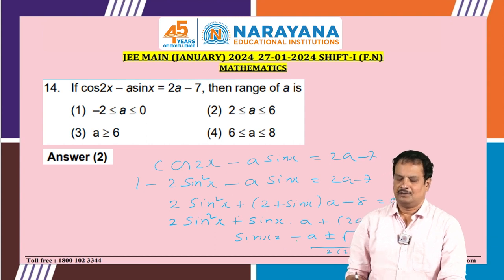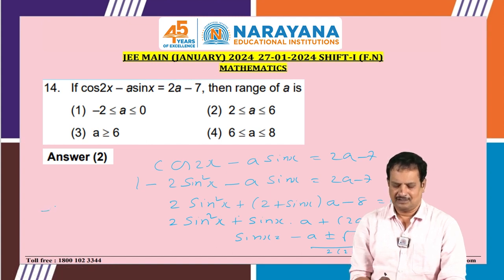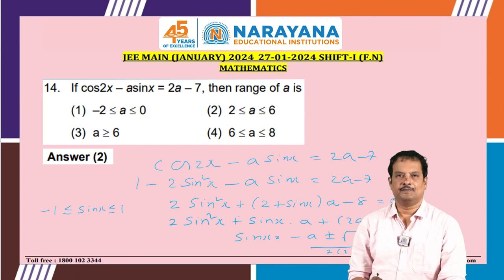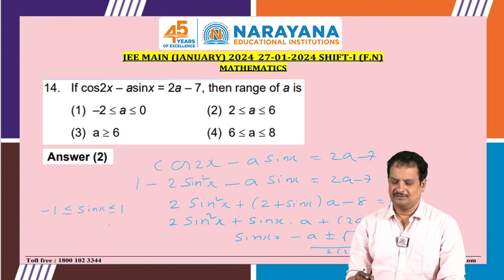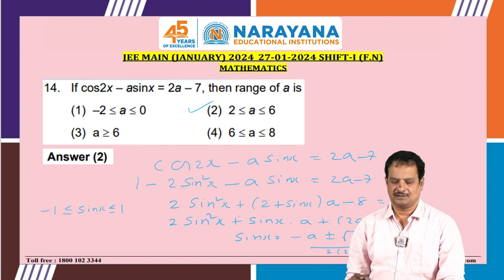That's all. Once you get the values of sin x here, we know that sin x lies between minus 1 and 1, because for all real values of x, minus 1 is less than or equal to sin x, less than or equal to 1. Take the value of sin x, which is lying between minus 1 and 1. Then once you put the value of sin x from this and simplify this inequality, you will get the range of a as the second option. So this is the method to be used for solving this problem.